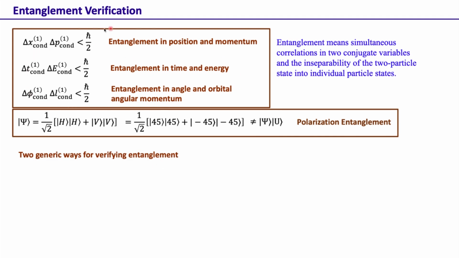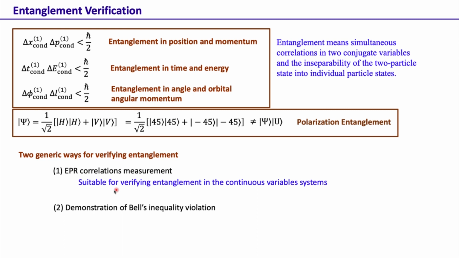This is coming out from the Einstein-Podolsky-Rosen argument that this conditional uncertainty can be less than h bar by 2. And so there can be two generic ways for verifying entanglement, and one of them is through the EPR correlation measurement. When we say EPR correlation measurement, we essentially mean the measurement of the correlation of this form. That means the conditional Heisenberg uncertainty correlation measurement. The other one is the demonstration of Bell's inequality violation, which is what we did in the last lecture.